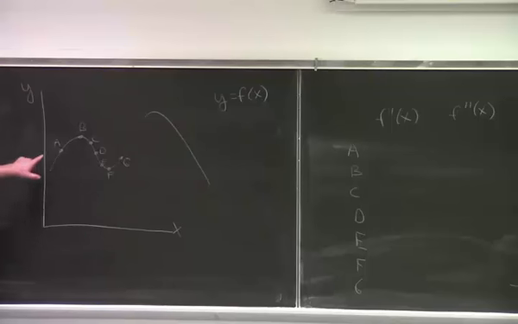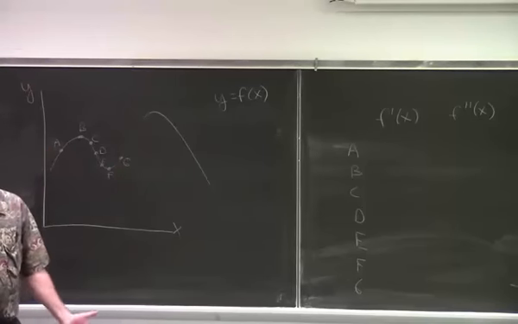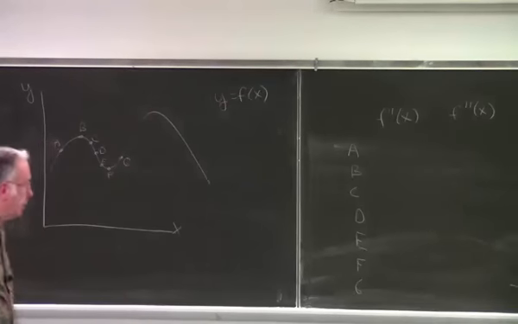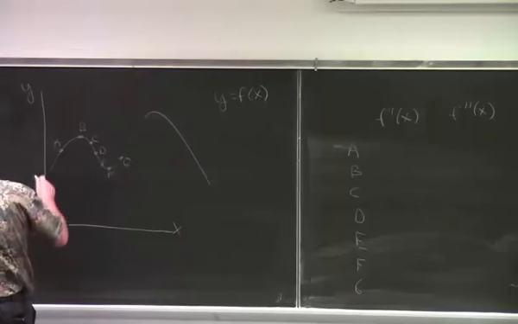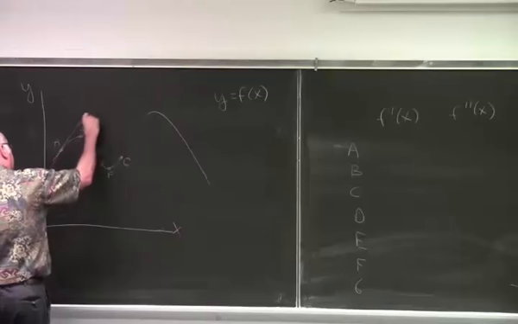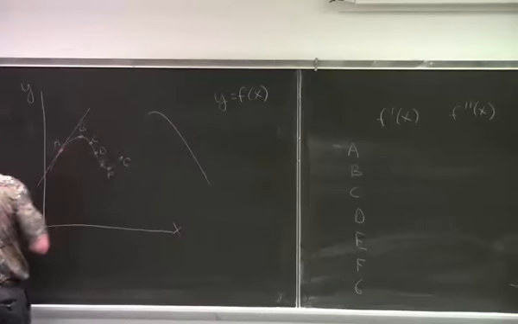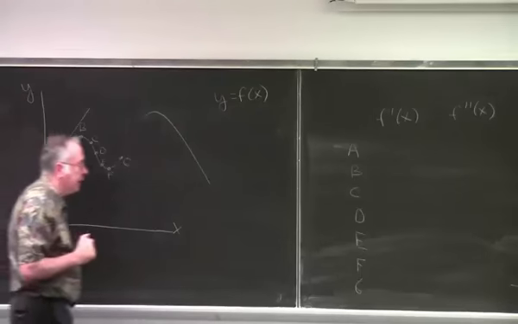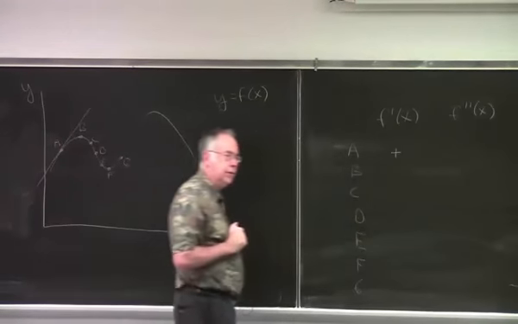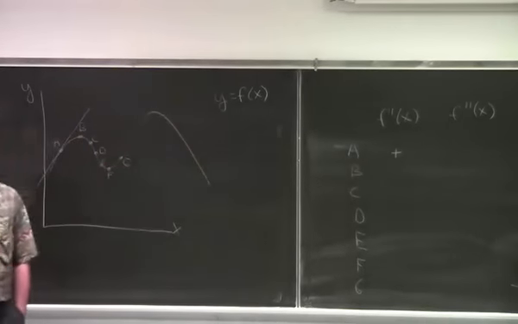Now at point A, what is the sign of f prime of x? It's an easy question. Positive, because it's upward sloping. If you draw a tangent line at point A, you see that that tangent line has a positive slope. So obviously the sign of the first derivative is positive there. What about the second derivative at point A?